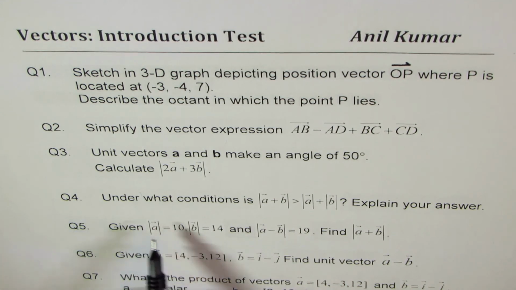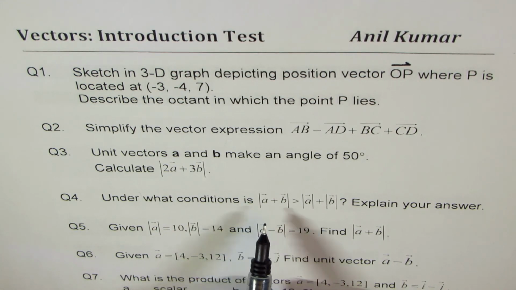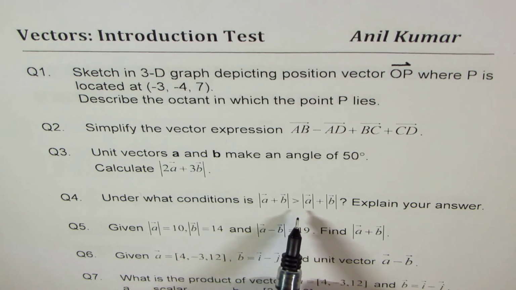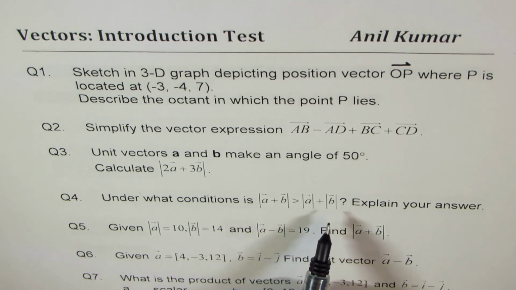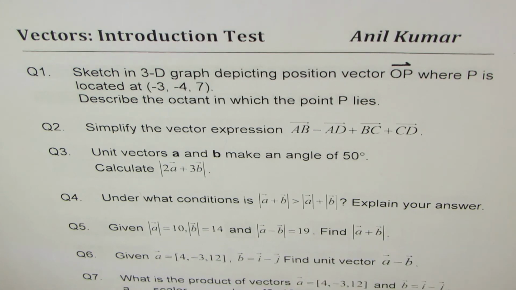Question 4. Under what conditions is magnitude of A plus B greater than magnitude of A plus magnitude of B? Explain your answer. Question number 5. Given magnitude of A as 10, magnitude of B as 14, and A minus B magnitude as 19, find magnitude of A plus B. Question 6. Given vector A equals 4, -3, 12 and vector B equals I minus J, find unit vector A minus B.